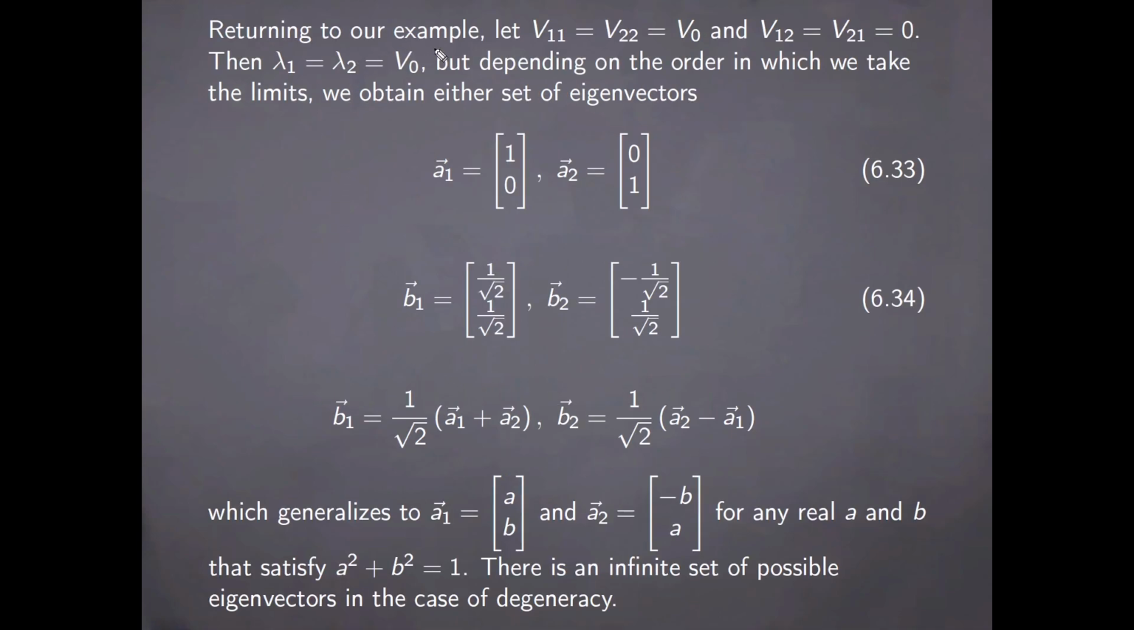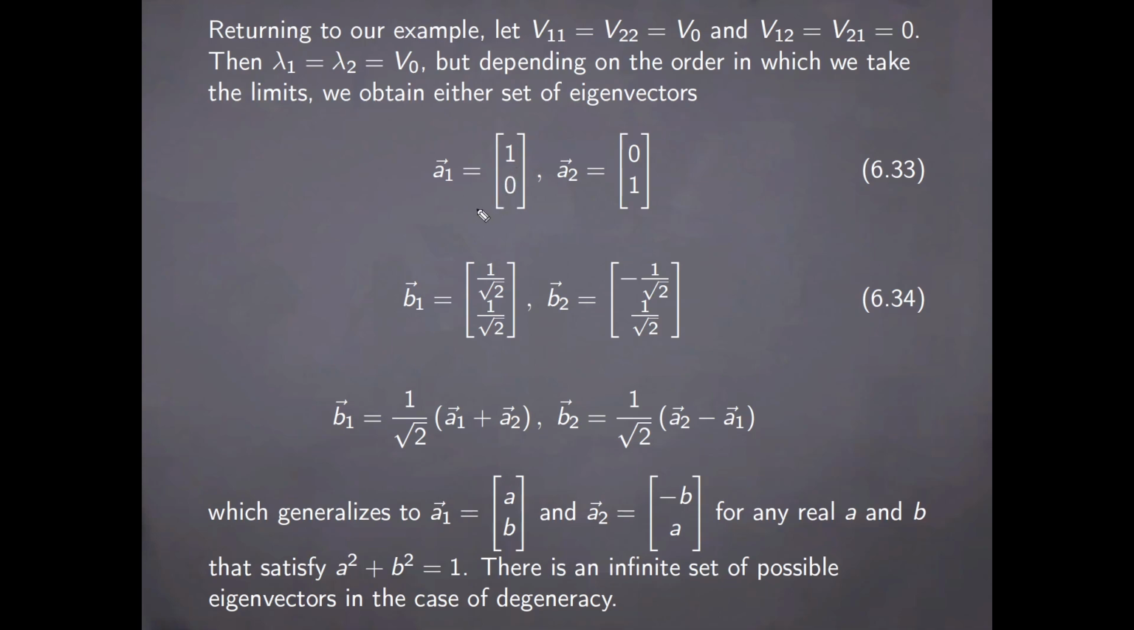Now if we were to return to our example, we can let the diagonal elements be equal, be 0, and make the off-diagonal elements go to 0. And then we obtain a twofold degeneracy of the root, so both values will be equal to 0, but depending on the order in which you take the limits, so either make these equal first and then make these vanish, or the other way around, we obtain the two sets of eigenvectors that we have seen previously, both in the limit where the small quantities delta and epsilon vanish.